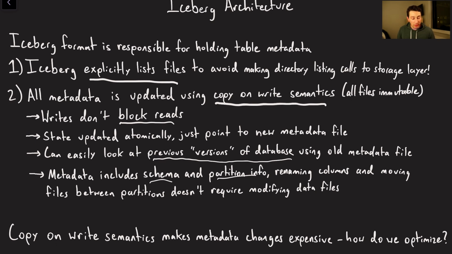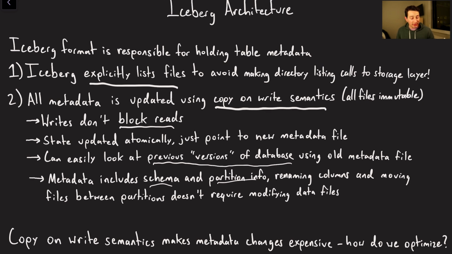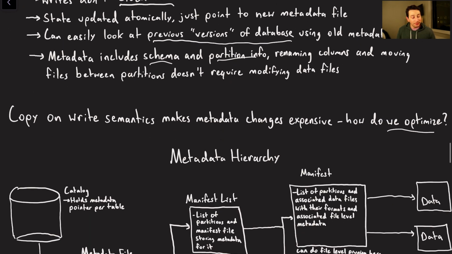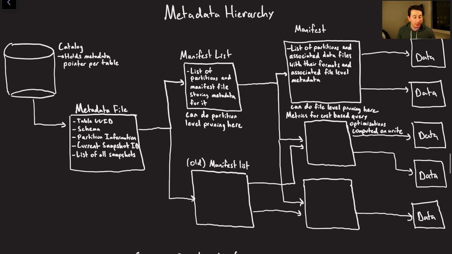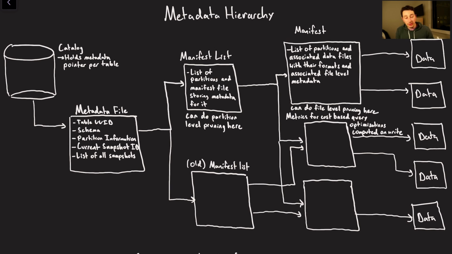Cool. So the one thing to note is that copy on write semantics do make our metadata changes a little bit expensive. How do we go ahead and optimize that, right? Because when you're doing a copy on write, if it's a very, very big file, which is going to be the case for gigantic tables where we've got a lot of files, it's going to be hard to do that copy and then do the write, and all of our write operations are going to be super expensive. So what can we do? Well, what we do in Iceberg is we have this concept of a metadata hierarchy, right? So what does this really look like zoomed in?